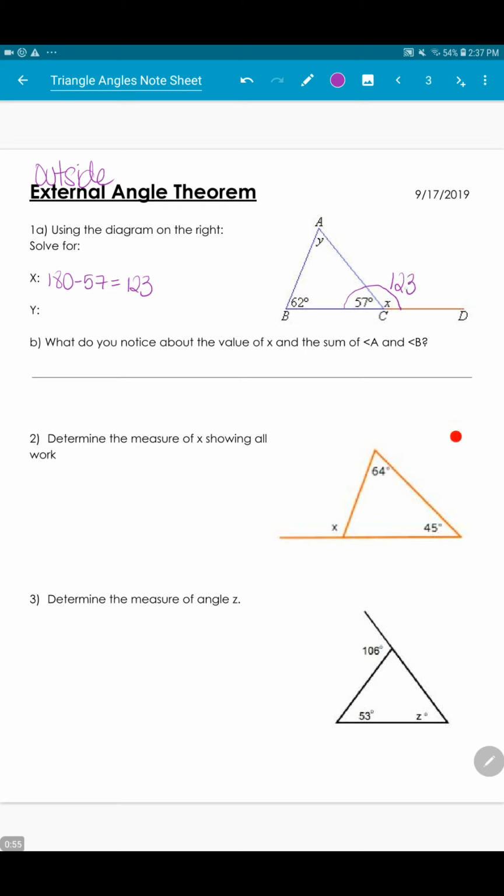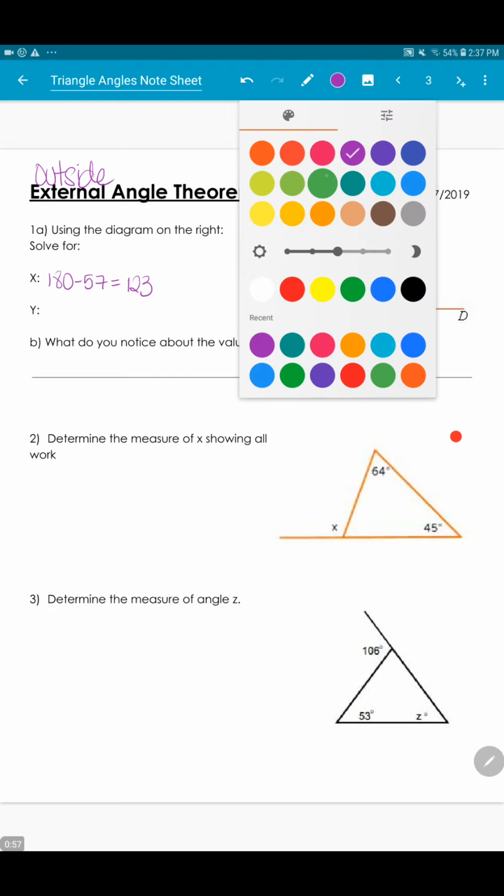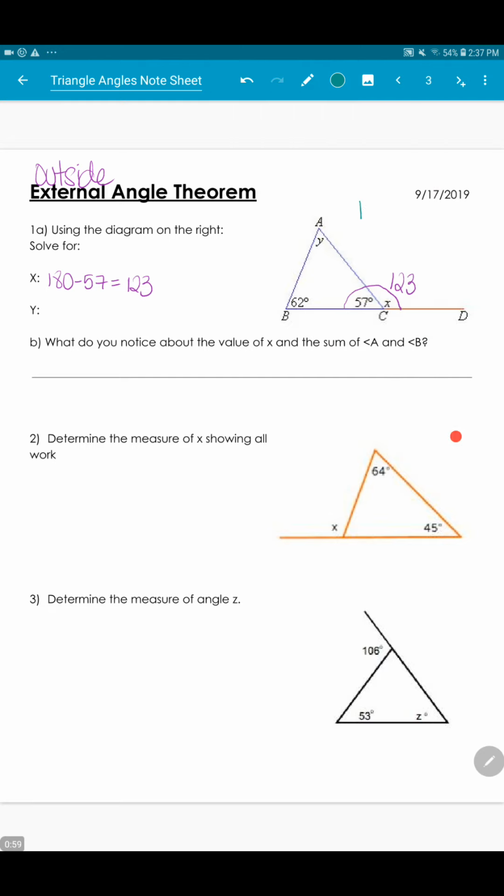And I also need to be able to solve for y. So I should have 180 minus 62. I think that's 118. And then I also have to do 118 minus 57. So I would get that this is 61. Don't forget to put the degree symbol.